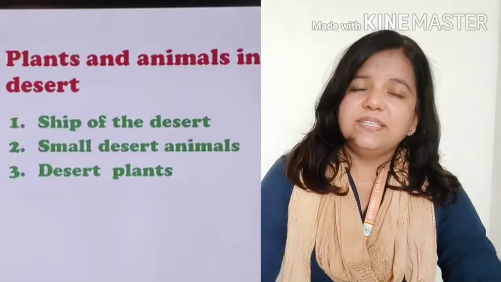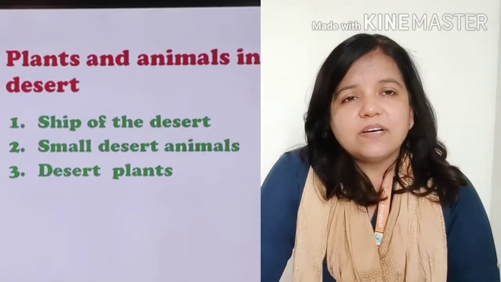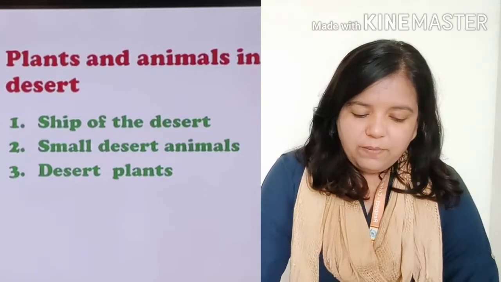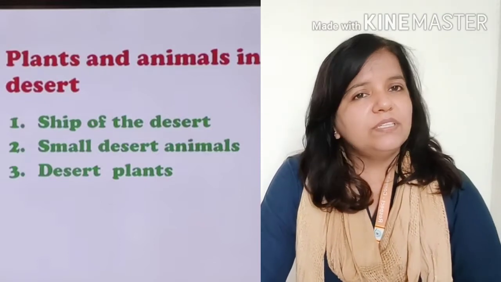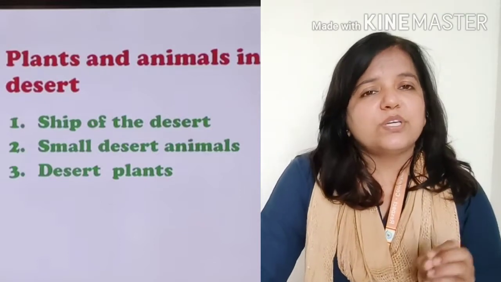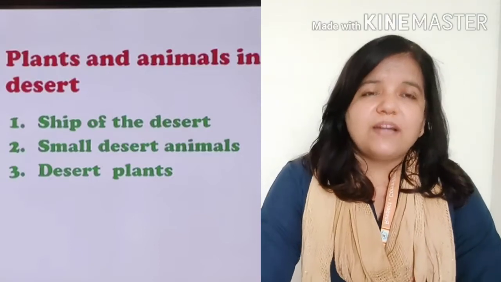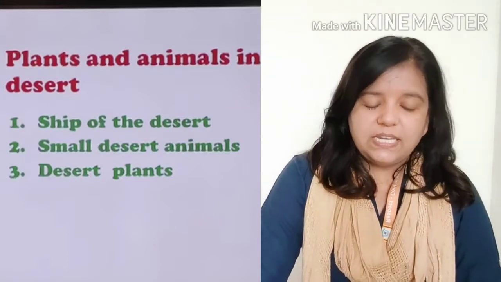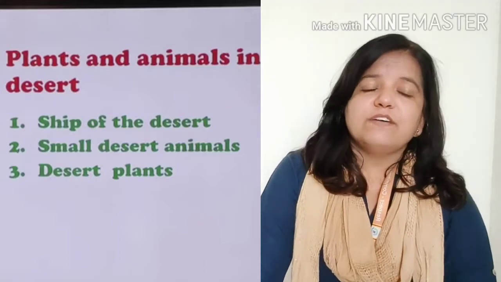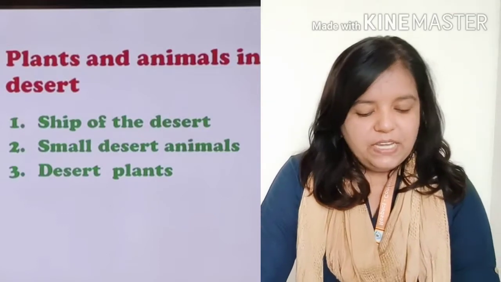Now, what the experts who have researched the desert have found is that there are three main things that can survive in the desert: sheep of the desert, small desert animals and desert plants. Means there are few plants and few animals who can retain this type of climate. So let's start with the sheep of the desert.